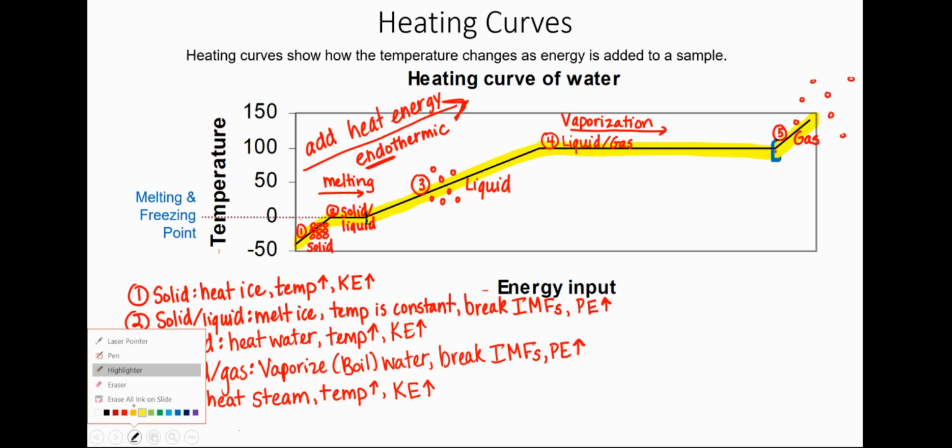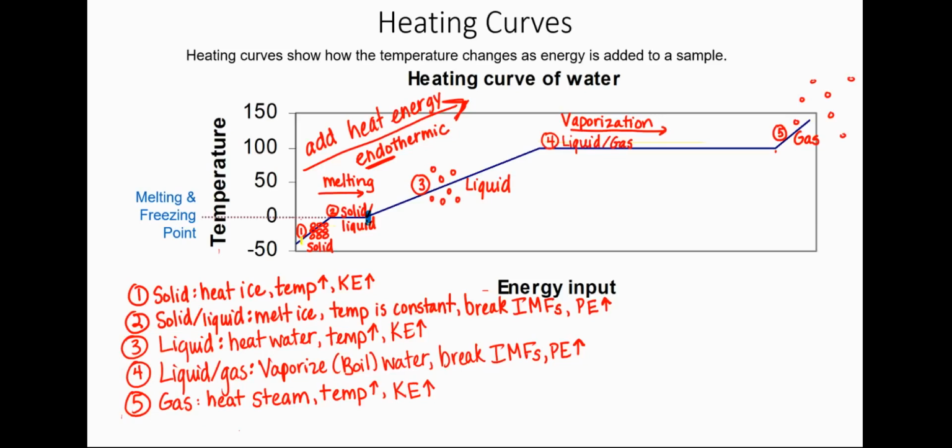So these are just really alternating points on the heating curve. What is occurring is alternating between raising temperature, changing the phase, raising temperature, changing the phase, raising temperature.